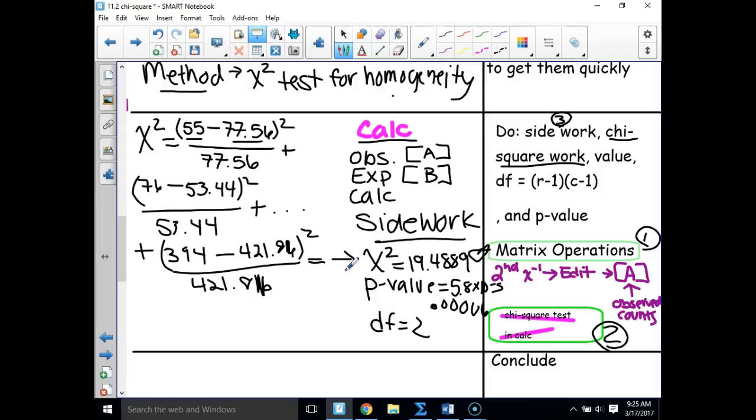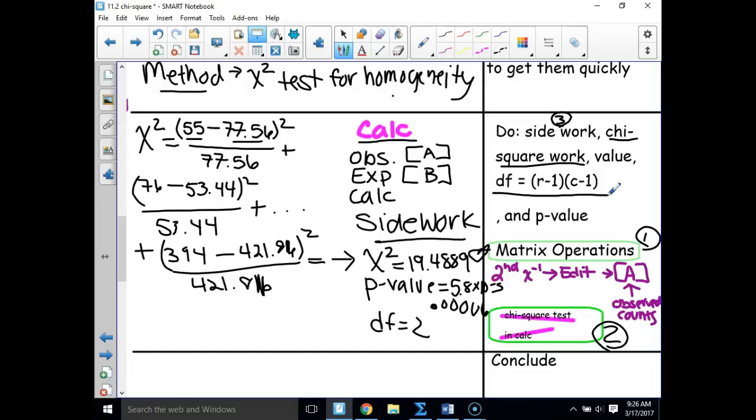Our p-value, we already said here, is 0.0006. Is it okay to have a scientific notation? No, absolutely not. You do have to show it in decimals. And then our degrees of freedom are 2. You do not need to show your work on the degrees of freedom, but ladies and gentlemen, you do need to know for the multiple choice exam, how do I get the degrees of freedom?